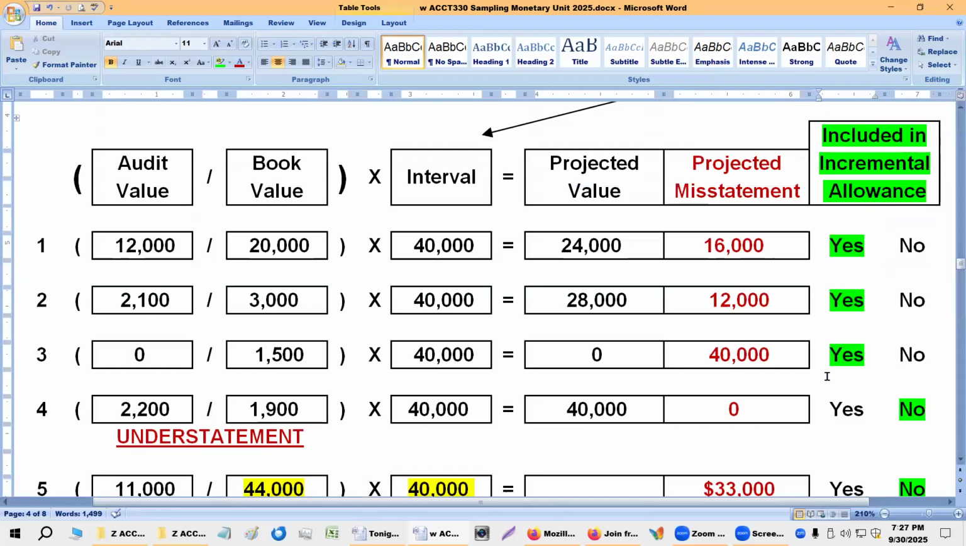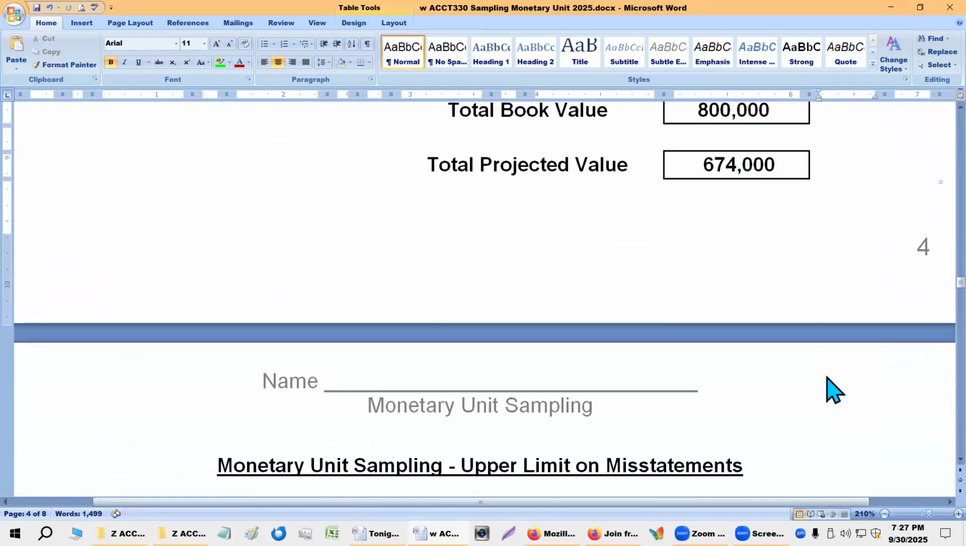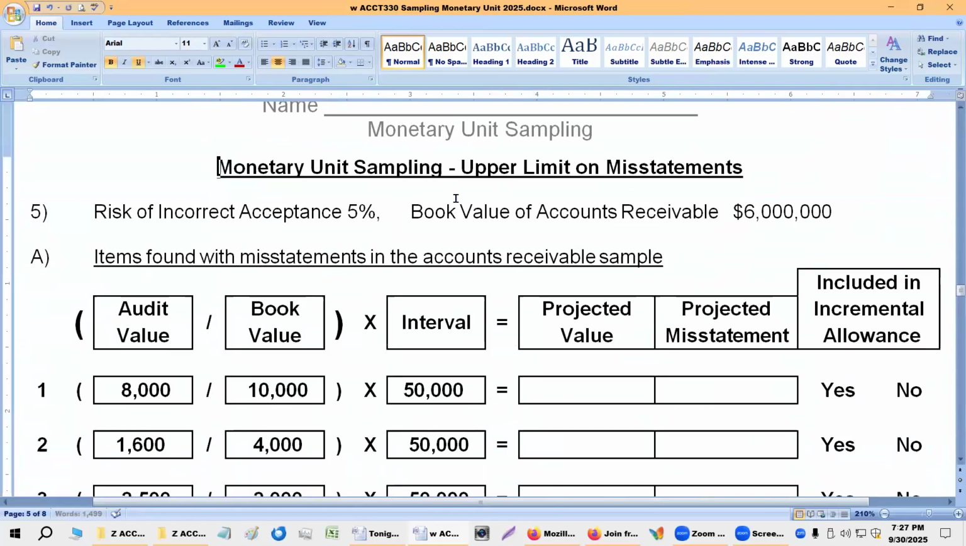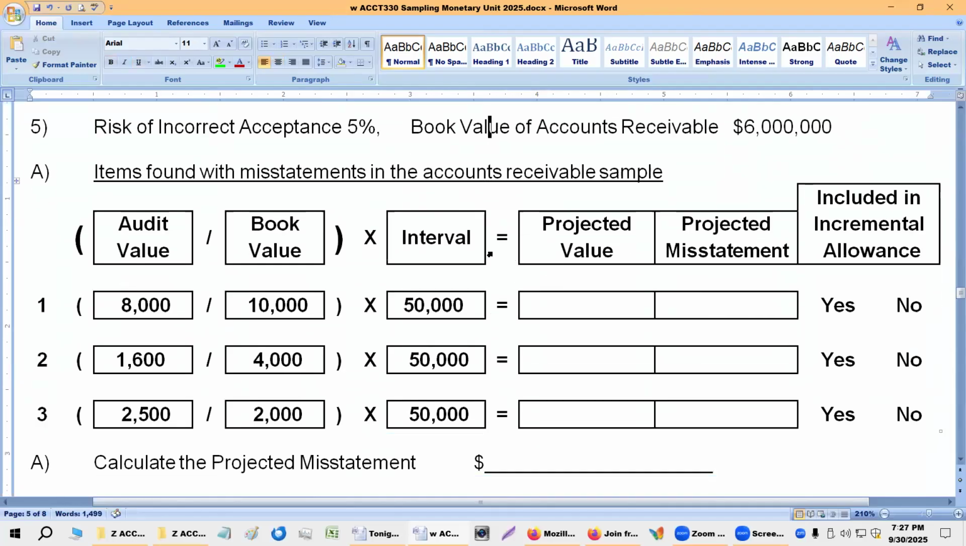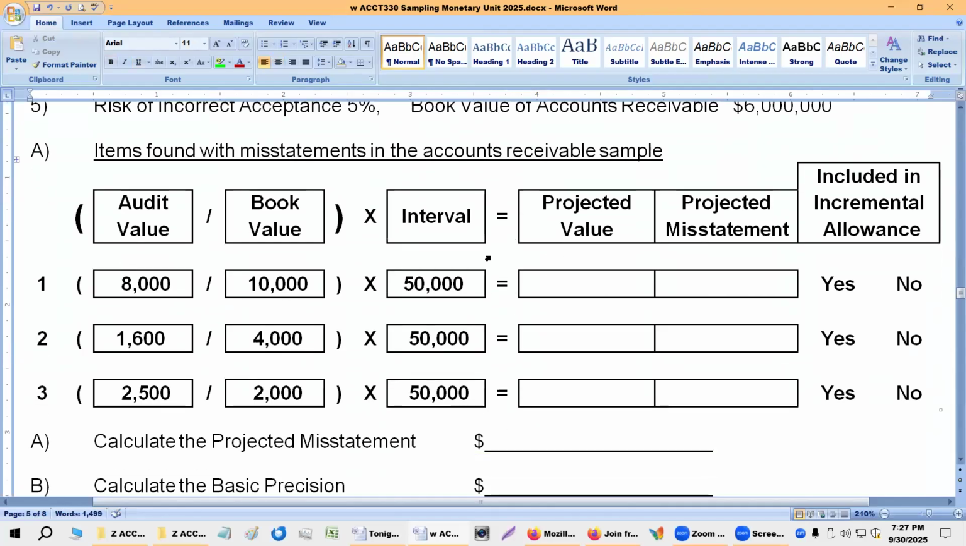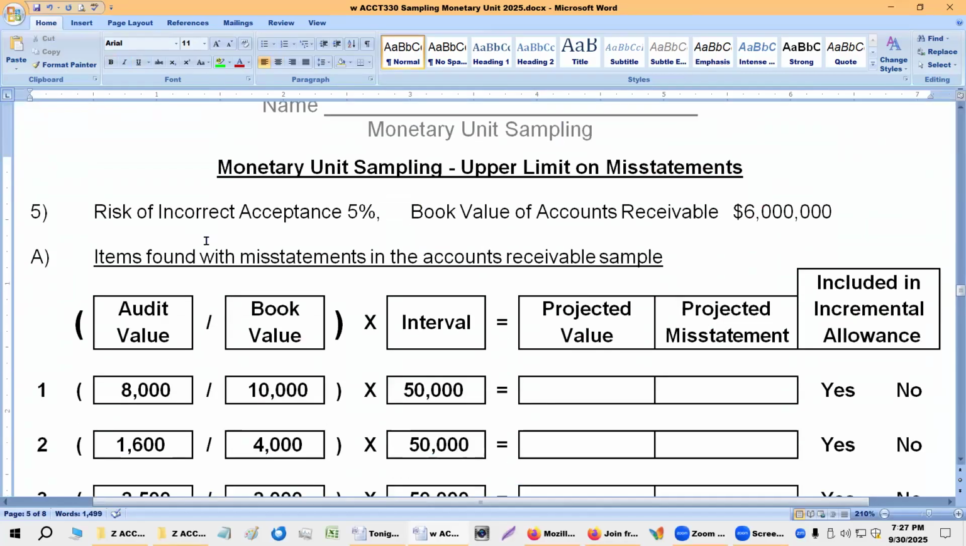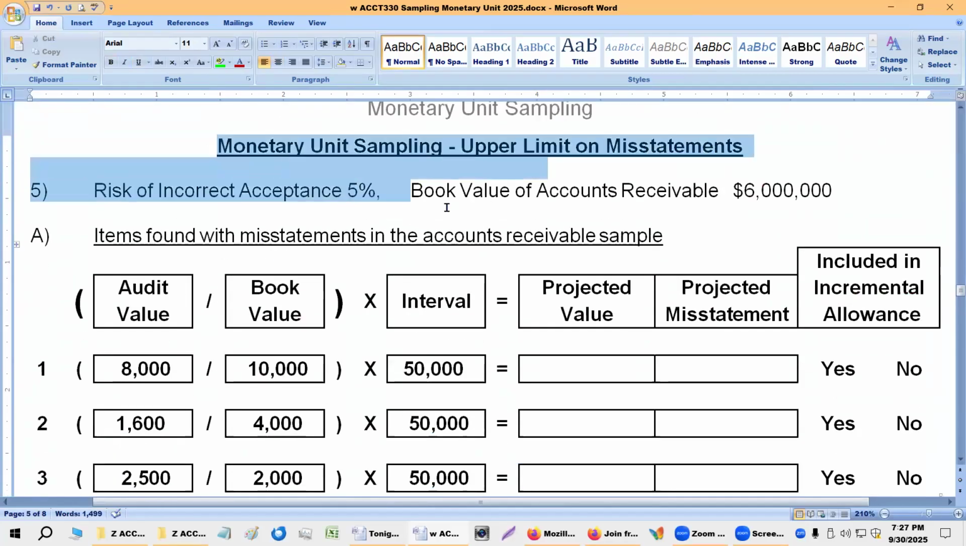All right. We are going to do the most confusing thing you'll see in this entire class. We're going to do monitoring and sampling. This one is actually very similar to an actual CPA.